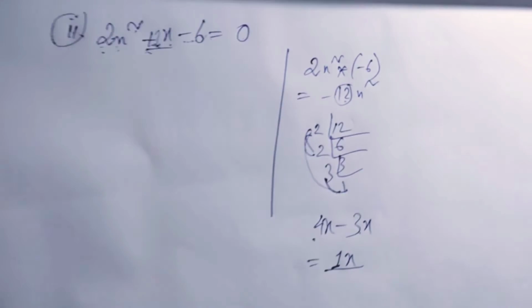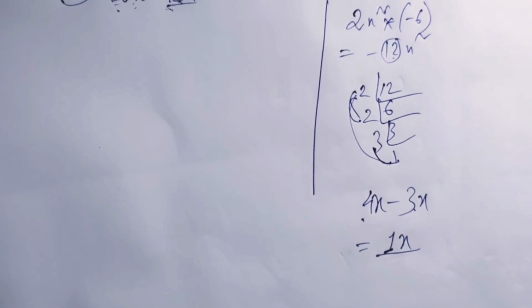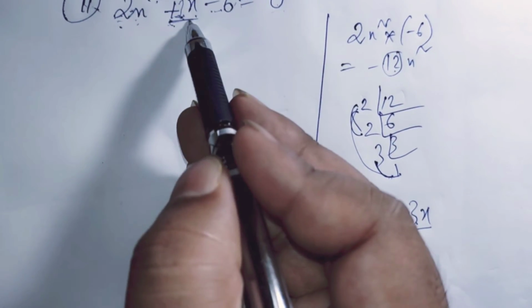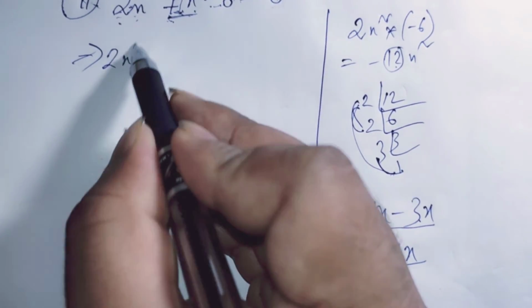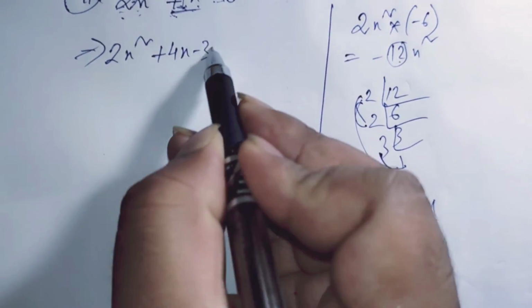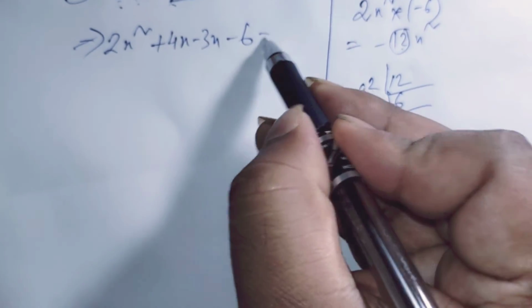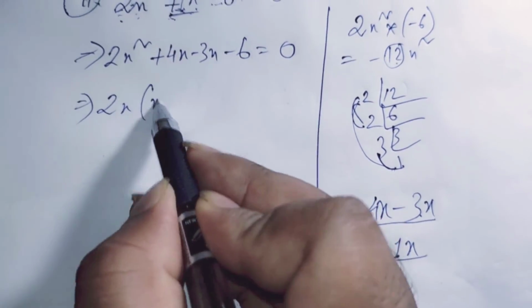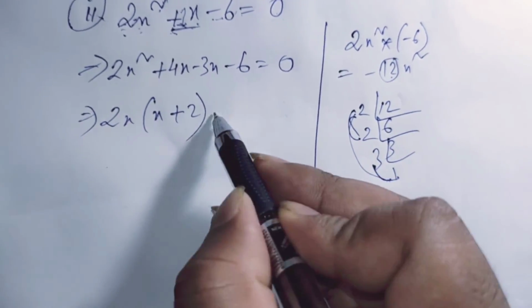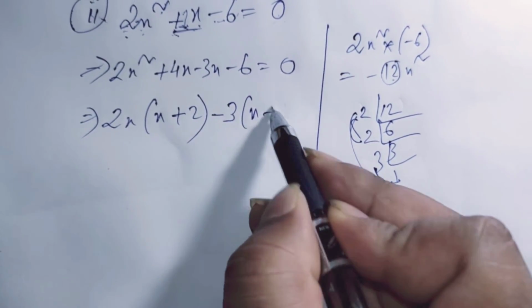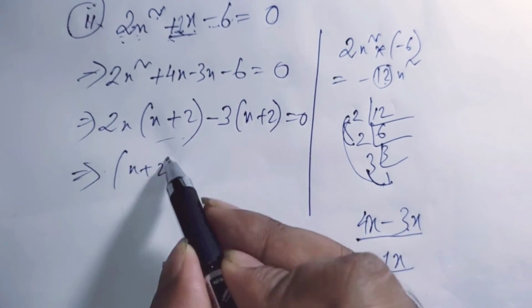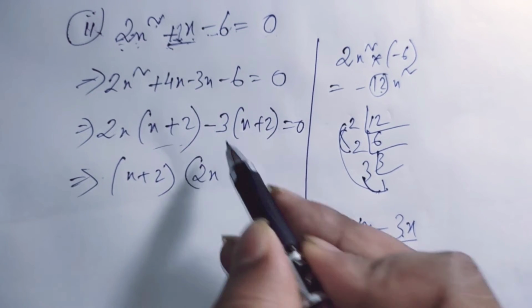Okay, so we can write 4x minus 3x in place of plus 1x. So we are going to write it as 2x squared plus 4x minus 3x minus 6 equals 0. From the first two terms we take common 2x, then it becomes x plus 2. Now you can take common minus 3, x plus 2. Now we can take common x plus 2, so here remains 2x, then here minus 3, this equals 0.